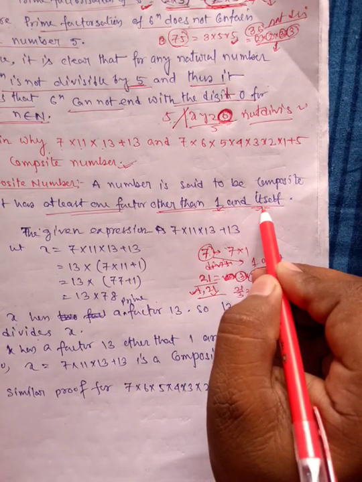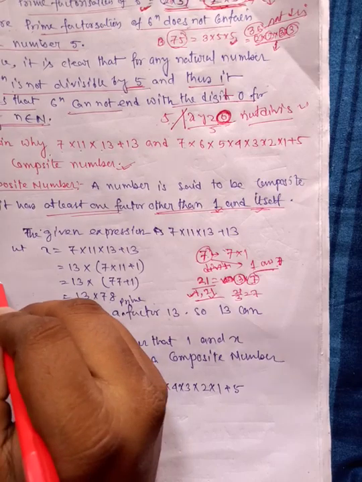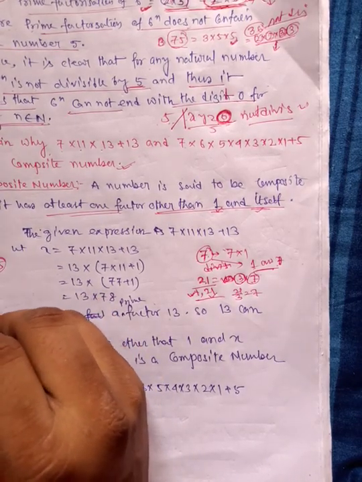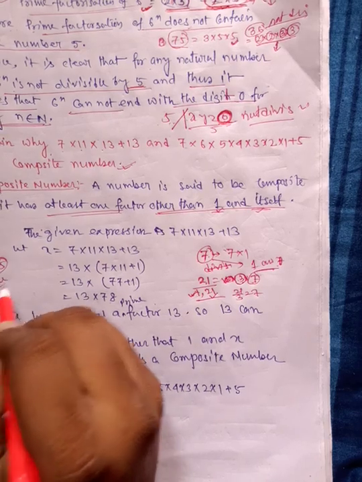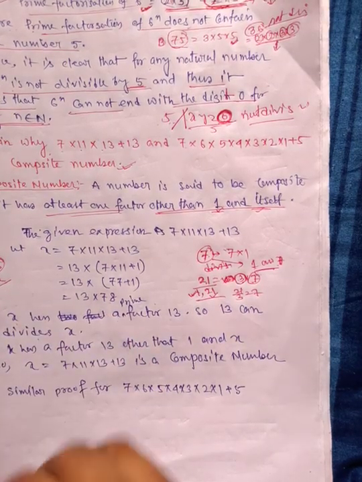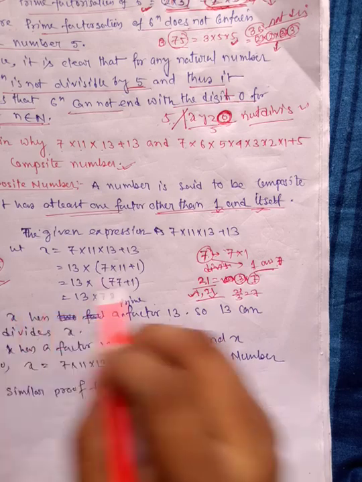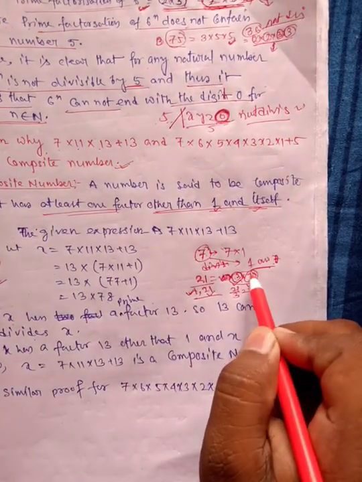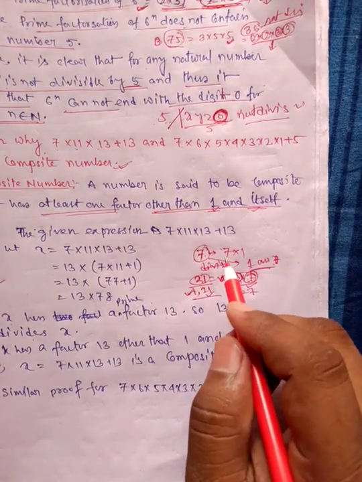Understood? For 5, it has only 1 and 5 as divisors. Other numbers cannot divide 5. So this is a prime number. For a composite number, at least one. It may be more than one. For example, here 3 and 7. So there are two more factors which can divide 21. But at least one you have to show.